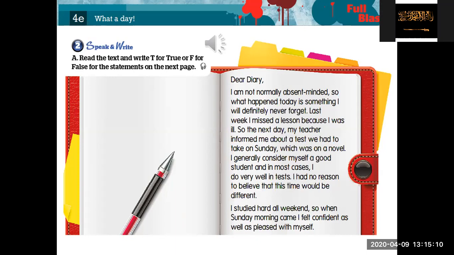What happened today is something I will definitely never forget. Last week I missed a lesson because I was ill. So the next day my teacher informed me about a test we had to take on Sunday, which was on a novel. I generally consider myself a good student, and in most cases I do very well in tests. I had reason to believe that this time would be different.